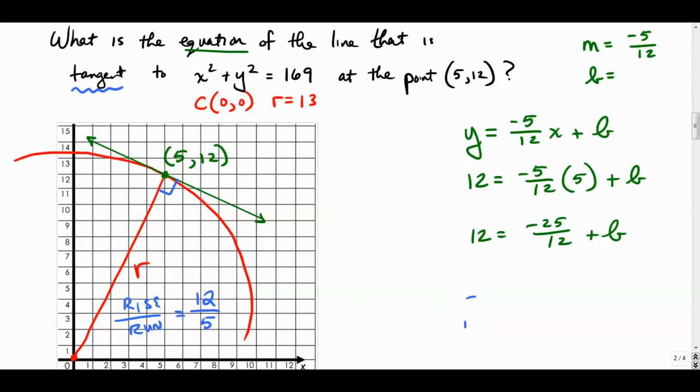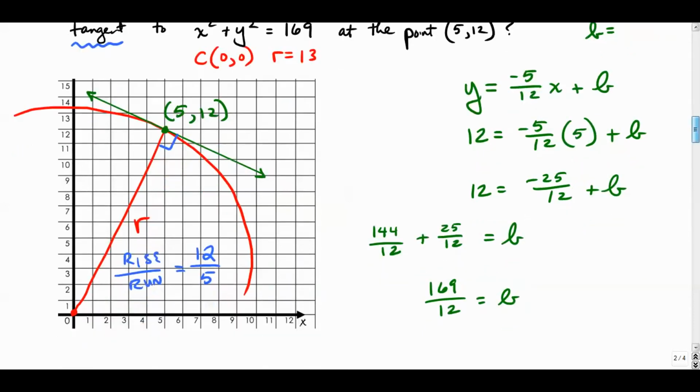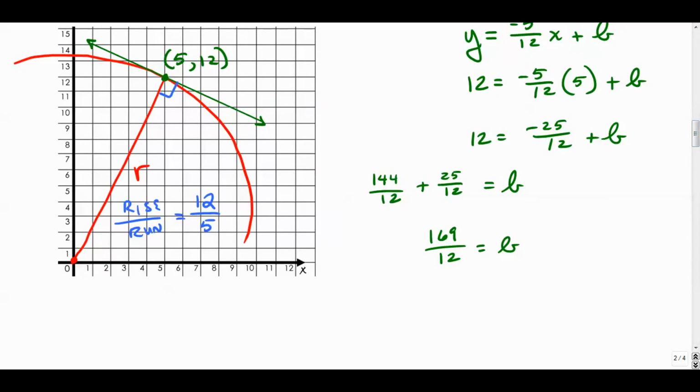I'm going to get rid of this so we can get some more space. And we're going to add 25 over 12 to both sides. You might want to take some common denominators here. We're going to convert 12 into something over 12, which of course is 144. So 144 over 12 plus 25 over 12 is 169 over 12. That's equal to our b term, our y-intercept.